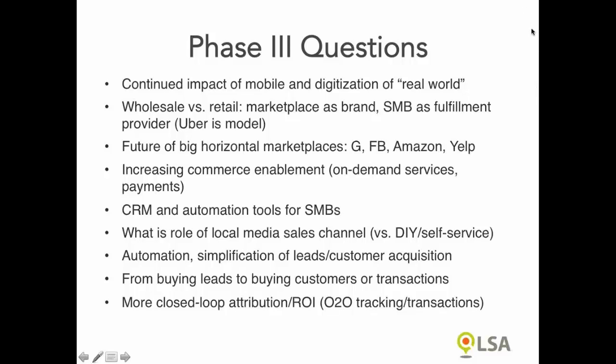Okay. So this is a revisitation of this question that I referenced earlier. And let's jump into this idea that you guys just brought up. Wholesale versus retail. The marketplace is the brand versus the small business as the fulfillment partner, the provider of inventory, in some cases the fungible vendor or provider of the service, as Uber is a great example there.